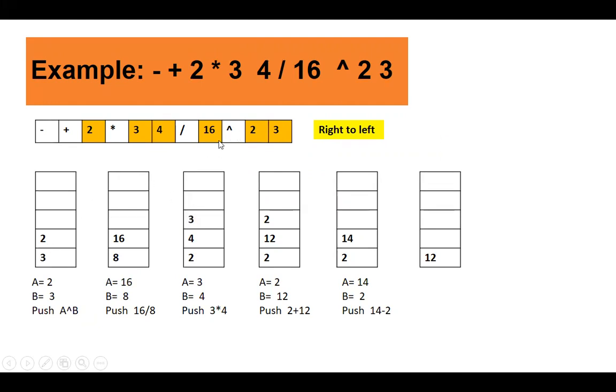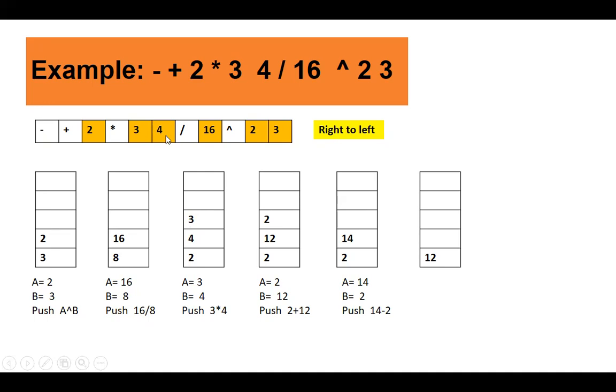Whenever you read an operator, you pop out the 2 operands from the stack. So 2 is popped, stored in A, 3 is popped, stored in B, and carry out the operation. Operation is the power function, that is 2 raised to 3, that is 8. 8 is pushed onto the stack. Fine. Now next, what you read is 16, an operand, so directly push it onto the stack. Now what you read is a division operator. So pop out the 2 operands from the stack. So 16 is popped out, 8 is popped out, and the operation of division, that is 16 divided by 8, is carried out, and the result 2 is pushed back onto the stack.